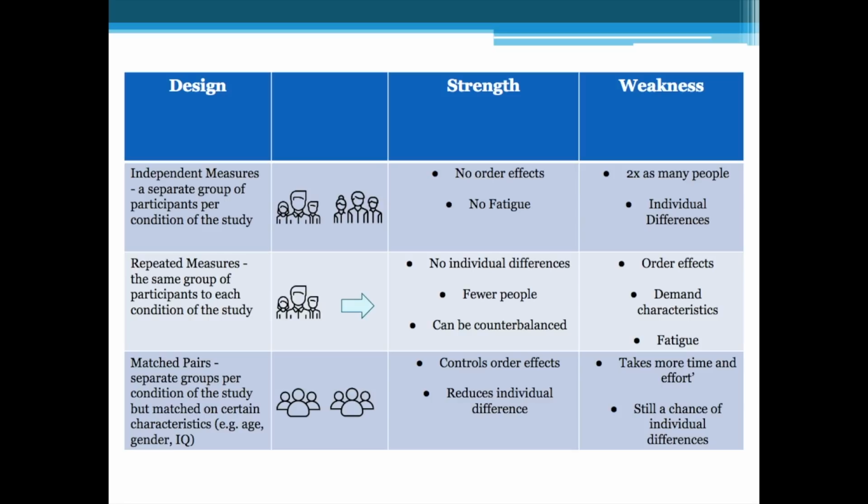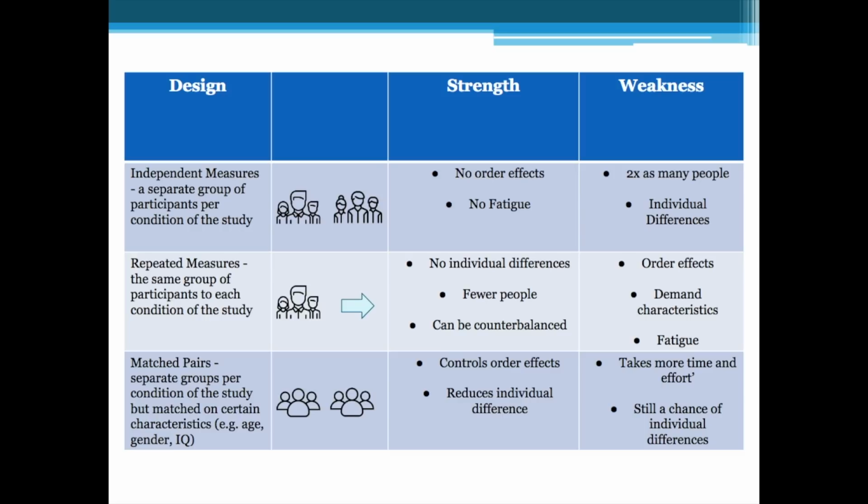So depending on your study and depending on what you're looking at, that might dictate which design you use. You can potentially get demand characteristics and you can potentially get fatigue as well. So what matched pairs is trying to do is have the best of both worlds. As I said, it's trying to get over order effects because you've got different groups, and also trying to reduce individual differences because you're trying to match people up. However, it takes more time and effort to find different groups of people and match them up on these criteria, and they're still not exactly the same, so there's still a chance of individual differences even though you've tried to control them.